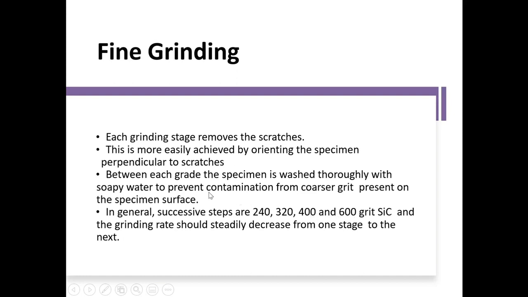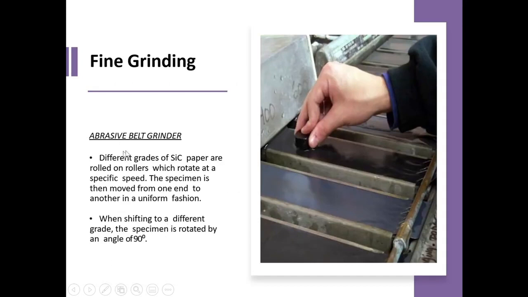Between each grade, the specimen is washed thoroughly with soapy water to prevent contamination from coarser grit present on the specimen surface. An abrasive belt grinder can also be used for fine grinding. Different grades of silicon carbide paper are rolled on rollers which rotate at a specific speed. The specimen is then moved from one end to another in a uniform fashion. When shifting to a different grade, the specimen is rotated by an angle of 90 degrees.